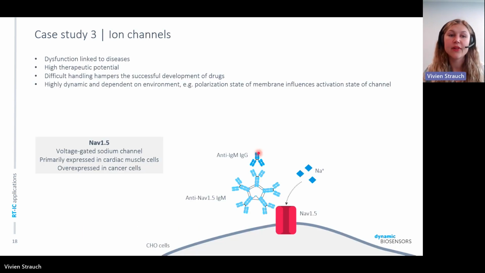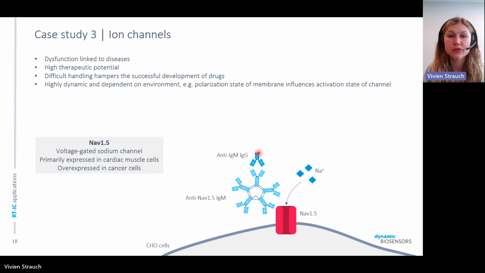Now, the final example are ion channels. Ion channels are also a nice target for new drug developments. They have a high therapeutic potential, but as for GPCRs, they are also difficult to handle. So we tried to measure them in our RTIC system, and we used a voltage-gated sodium channel as an example.